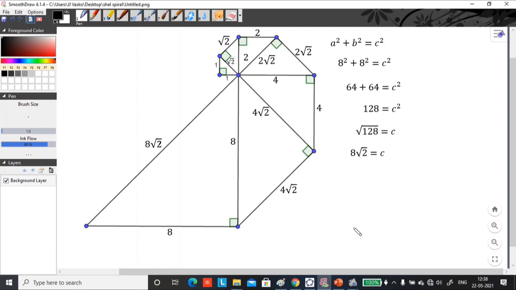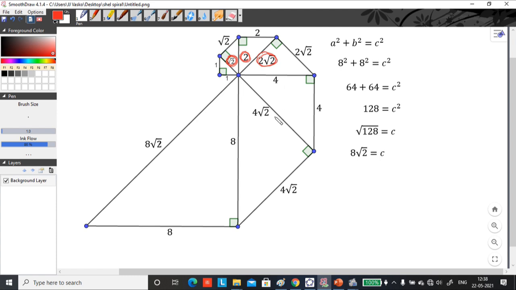So I wanted to look at some patterns here. Do you see any patterns? Let's look at the hypotenuses. So the hypotenuse of the first triangle is square root of 2. The hypotenuse of the second one is just 2. Then the hypotenuse is 2 times the square root of 2.